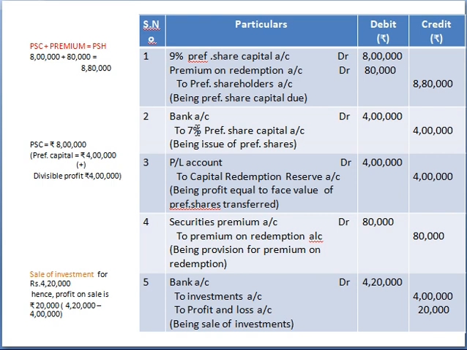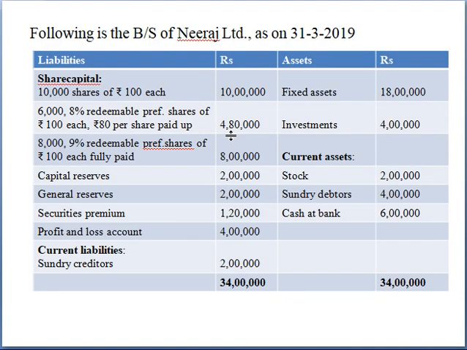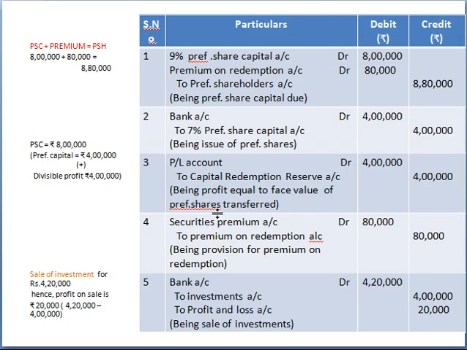So under the current issue there is no premium, so the company will utilize the existing premium. Now check the problem, how much is the existing premium. The existing securities premium is 1,20,000, but how much do we need for redemption? We need only 80,000 rupees. So we'll use this 80,000 rupees. Securities premium account debit to premium on redemption account 80,000.